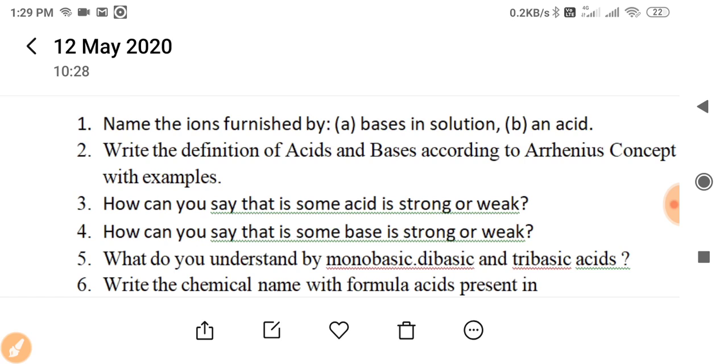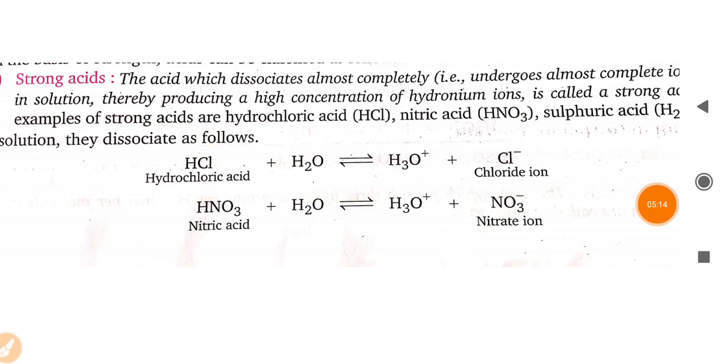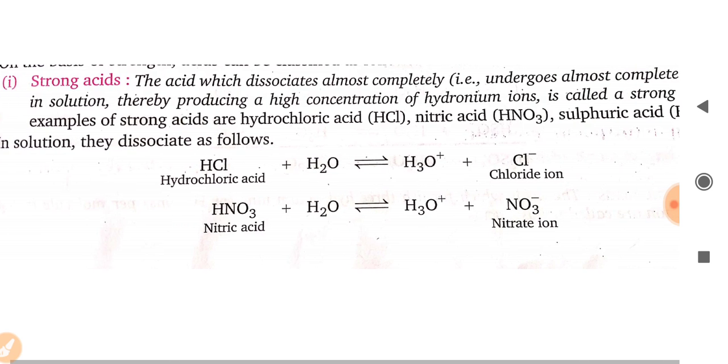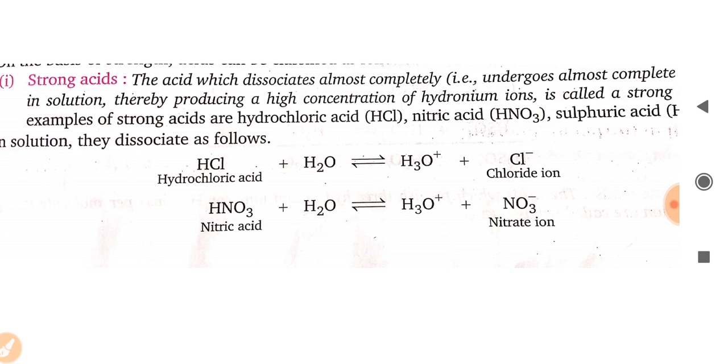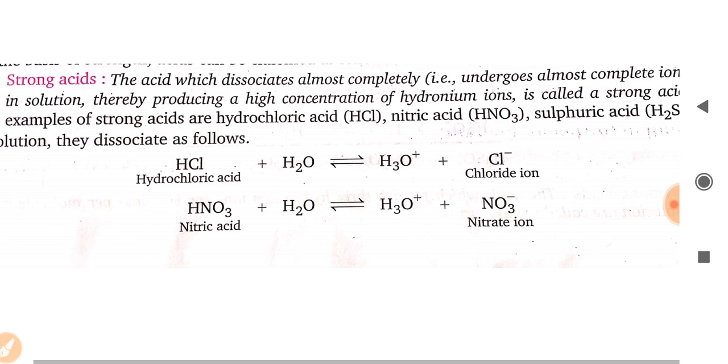We can find the answer now. I hope you already found in your book that a strong acid is an acid which dissociates almost completely. This is the main definition: the acid which completely dissolves in water, or completely dissociates into hydrogen ions, undergoes almost complete ionization in solution, thereby producing a high concentration of hydronium ions, and is called a strong acid. Examples of strong acids are hydrochloric acid, nitric acid and sulfuric acid. In solution they dissociate as follows.